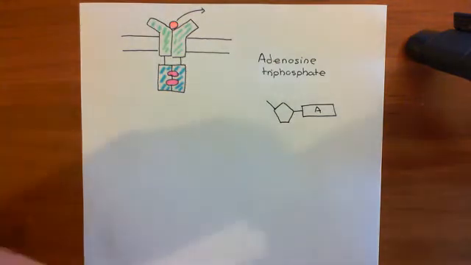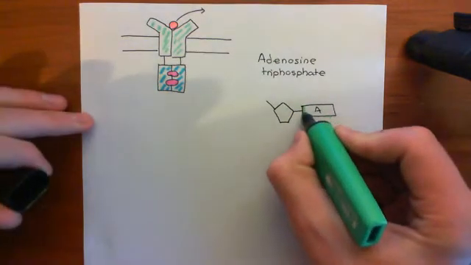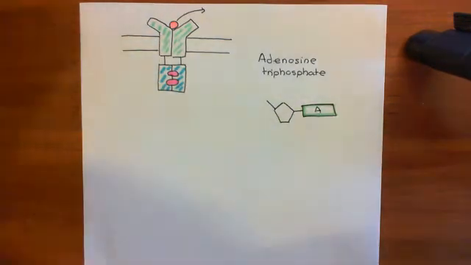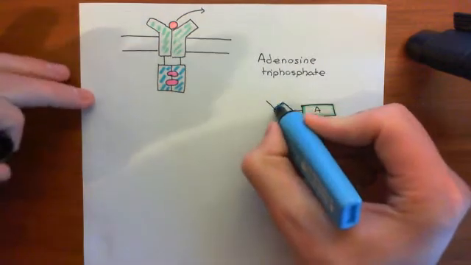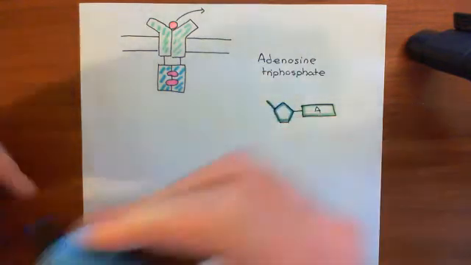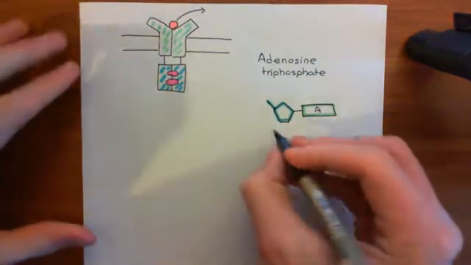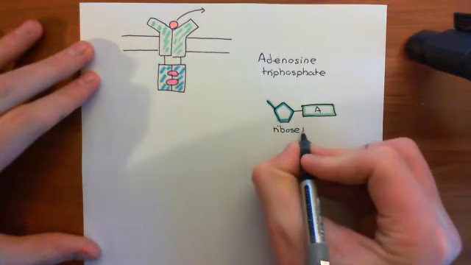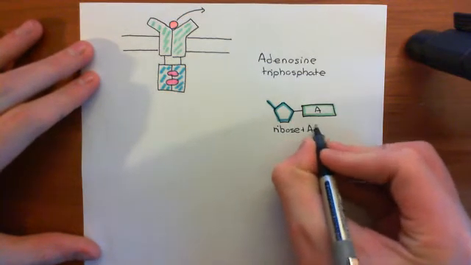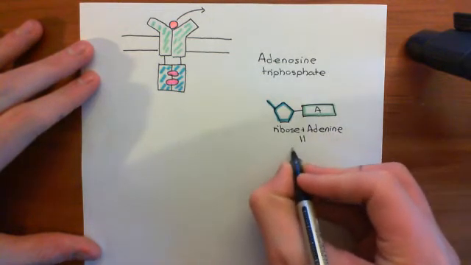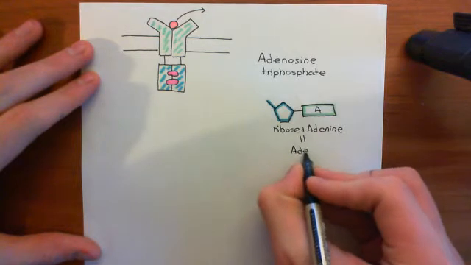So let's colour this picture in. We'll colour the adenine organic base in green here, and then we'll colour the ribose sugar in blue here. So when you bind ribose in blue to adenine in green, the combination of those two together is known as adenosine. So ribose plus adenine is equal to adenosine.